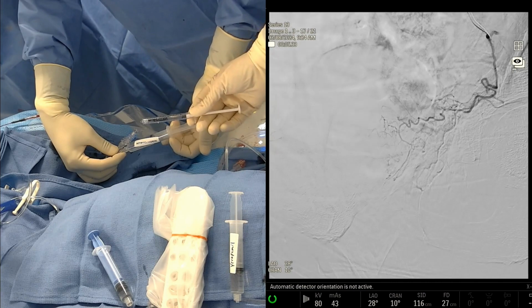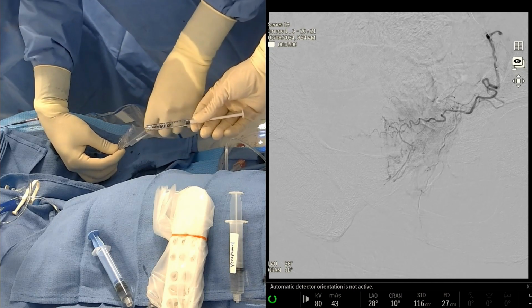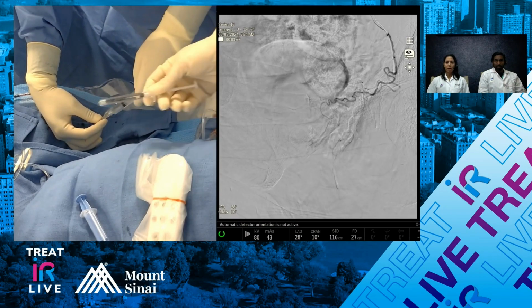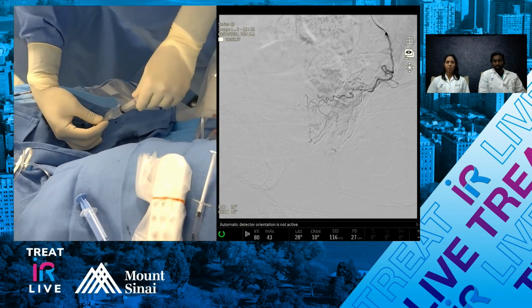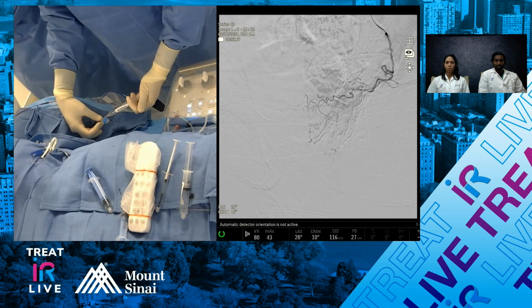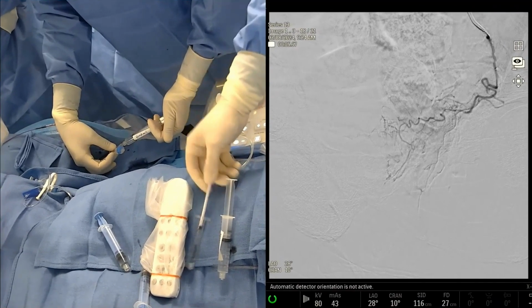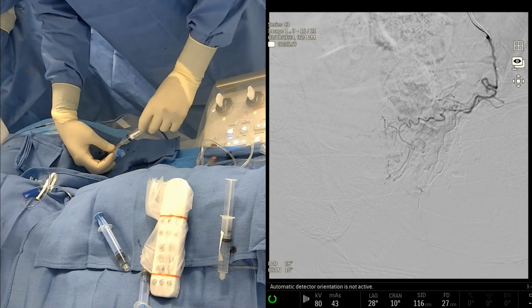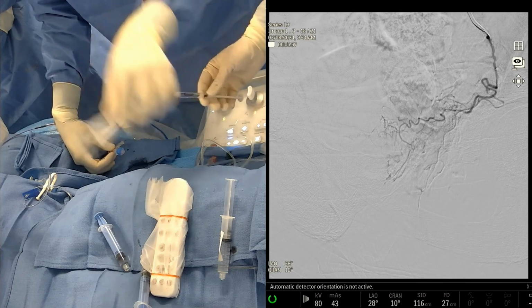So in this scenario, would you try to go distal to the rectal artery, or how would you manage that? So we're going to give the vasodilators. We're going to repeat the angio. Before we go distal, I like to give the vasodilators. I think it's going to give us the best chance of success here. So that was the verapamil we just gave. We're going to flush and we're going to repeat the angio.